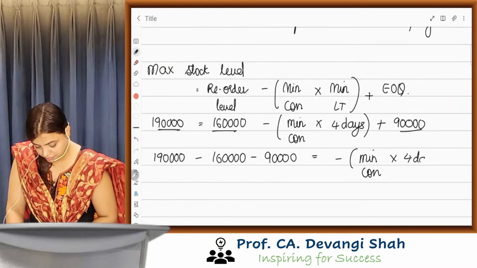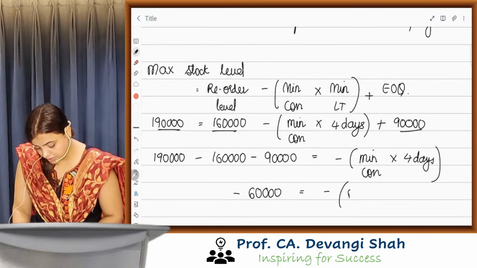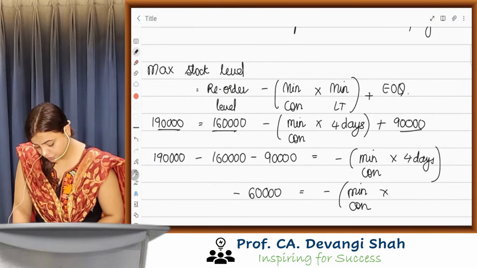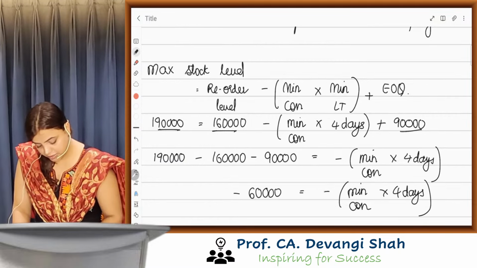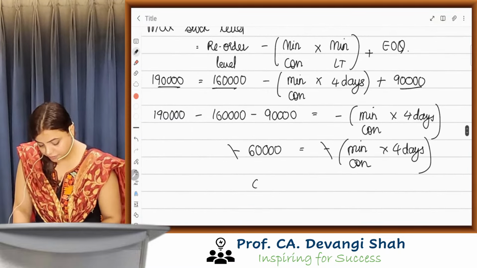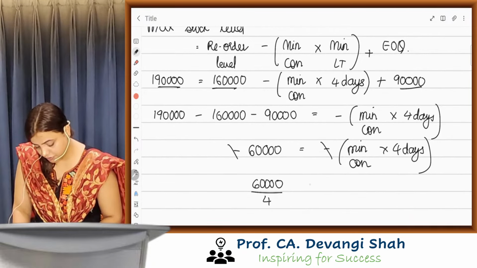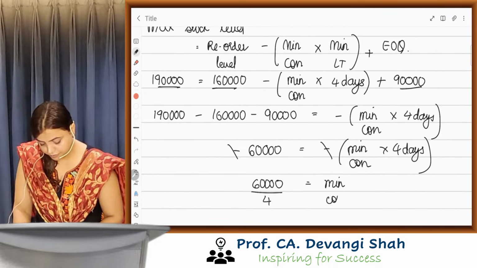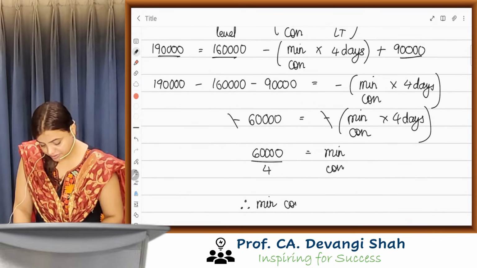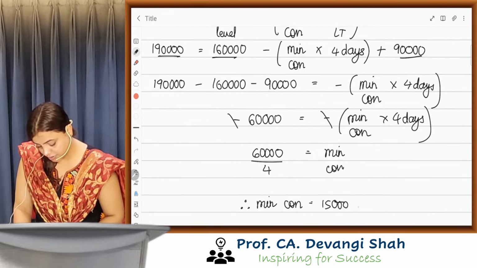We are left with this. So 1,90,000 minus 90,000 is 1 lakh, and 1 lakh minus 1,60,000 will give you minus 60,000, which is equal to minus minimum consumption into 4 days. Friends, minus minus gets cancelled. You're left with 60,000 divided by 4 is minimum consumption. Yes, friends, at least now you can tell the answer. Therefore, minimum consumption is 15,000 units.